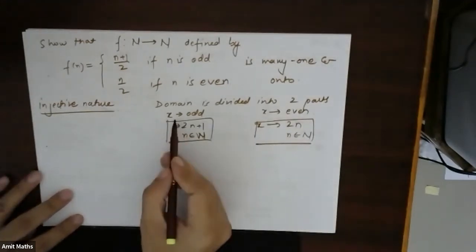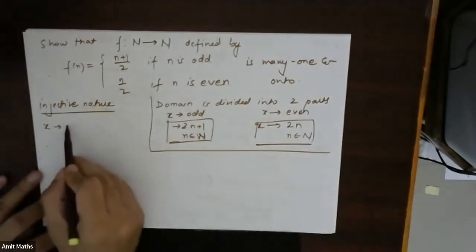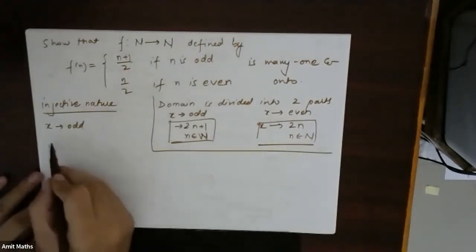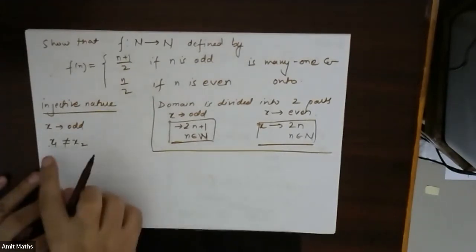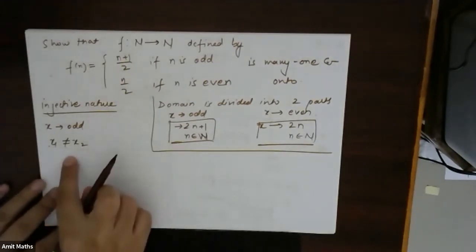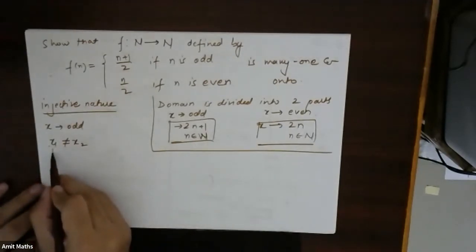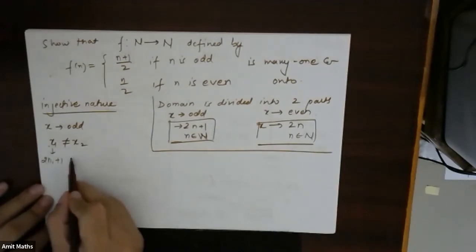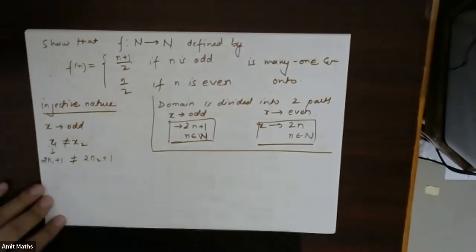So for x to be odd, I'm taking x1 not equal to x2. I'm taking x1 and x2 both as numbers which are odd. So x1 will be of the form 2n1 plus 1 and x2 will be of the form 2n2 plus 1.